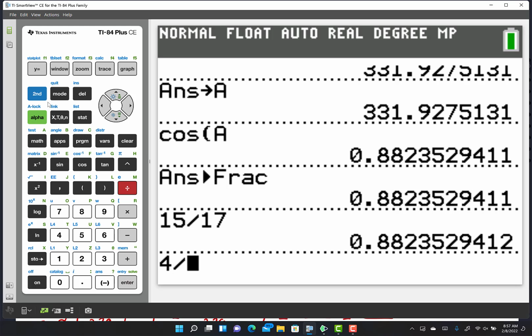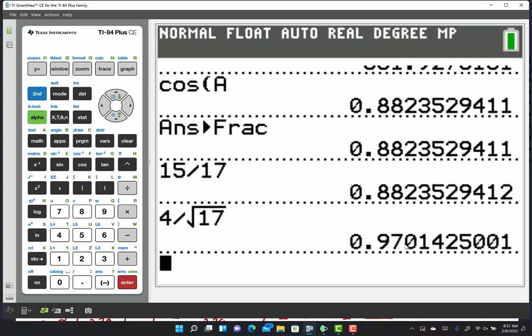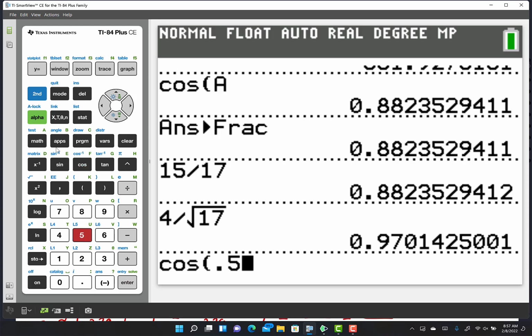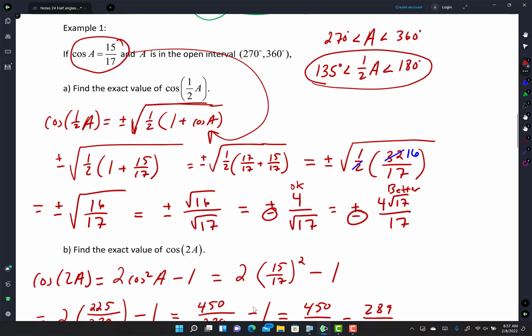4 divided by square root of 17. Enter. So 0.97, and it should be negative, correct? So I'm going to push cosine, and we said that's half of A, right? 0.5A. So cosine 0.5A. And look at that, digit per digit all the way, same thing. Now let's find out the other one.